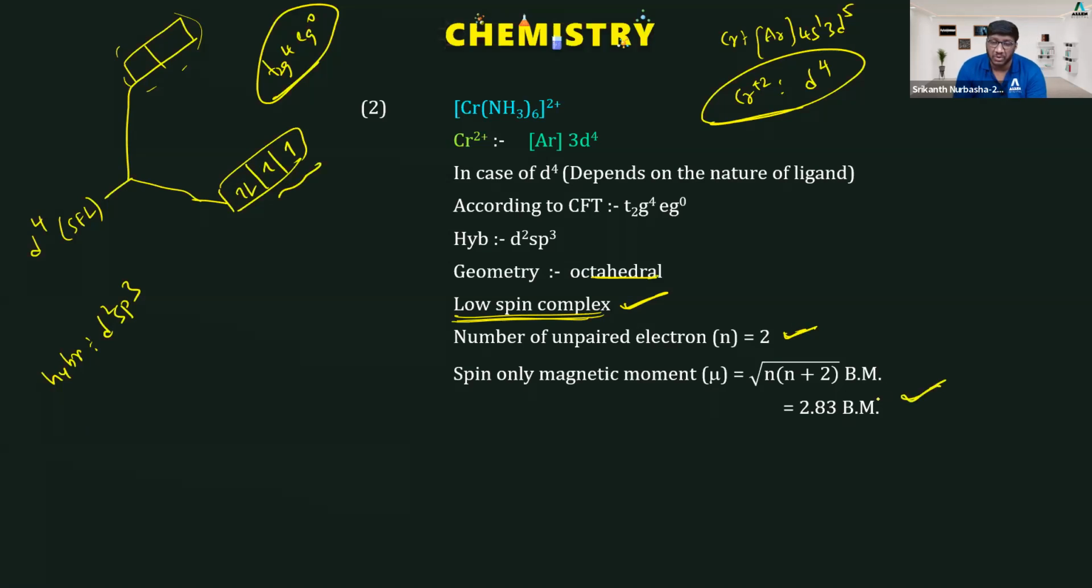So the magnetic moment will be the spin only magnetic moment, not the total magnetic moment. Spin only magnetic moment will be under root of n into n plus 2 Bohr magneton. So 2 unpaired electrons means 2.83 Bohr magneton.